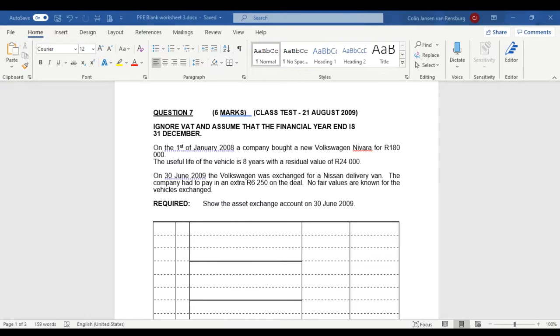Remember, the Navara was purchased on the 1st of January 2008. So that was some time ago. Let me just go through that. So the Volkswagen Navara was already purchased on the 1st of January 2008. So that was a year and a half ago. So now we are at the 30th of June 2009. So this is now 18 months later. And they say that Volkswagen Navara was now exchanged for a Nissan delivery van.